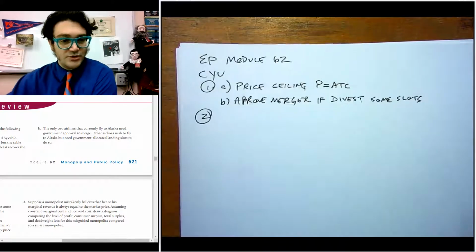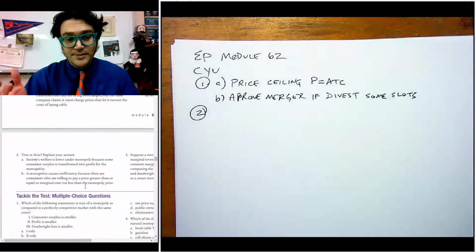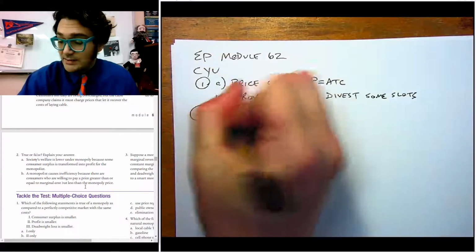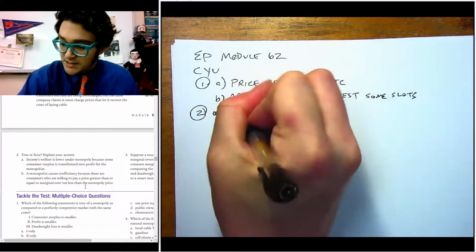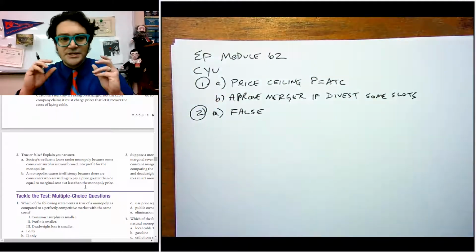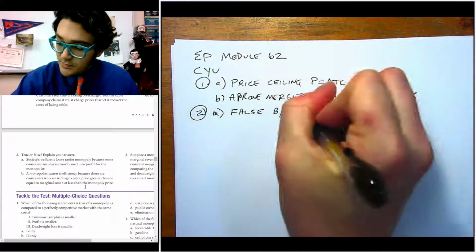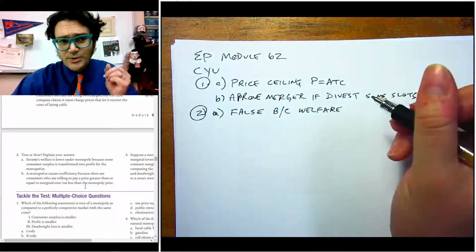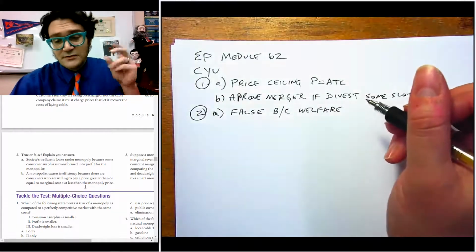Okay, let's take a look at question number 2 here. It says, true or false, explain your answer. Society's welfare is lower under a monopoly because some consumer surplus is transformed into profit for the monopolist. That is not true. Let's say A, false. And at first, we might think that that's a little strange, but that's actually not the root of why society's welfare is lower, because welfare is the idea of surplus, right? And total surplus isn't lower because some of the consumer surplus got turned into profit for the monopolist, because that still counts as welfare for society.